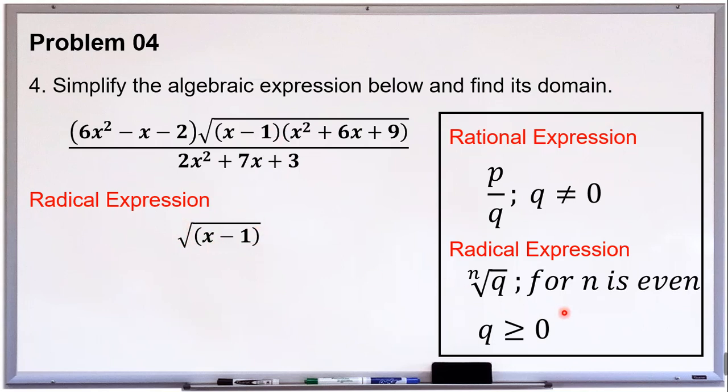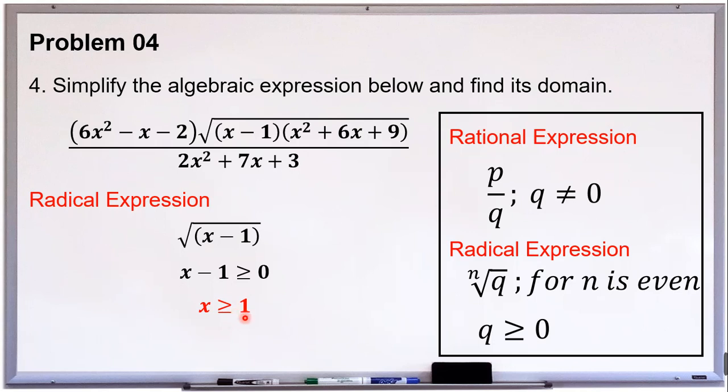The next step is applying this restriction, in which for a radical expression, especially with even indices, the radicand should be greater than or equal to 0. So we let x minus 1 be greater than or equal to 0. Solving for x, x is all real numbers greater than or equal to 1.